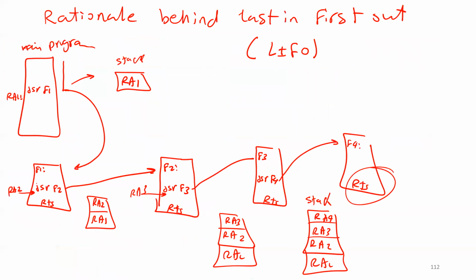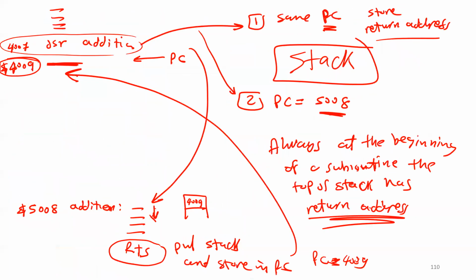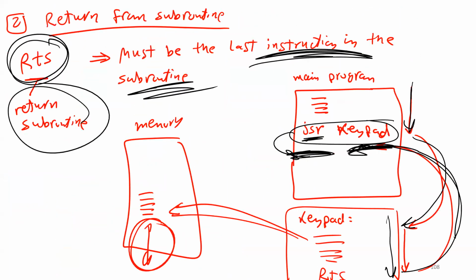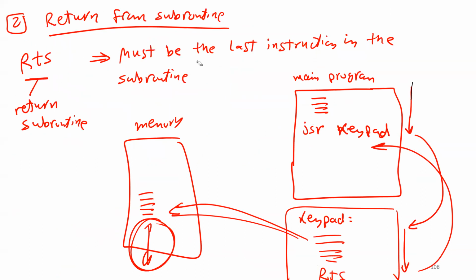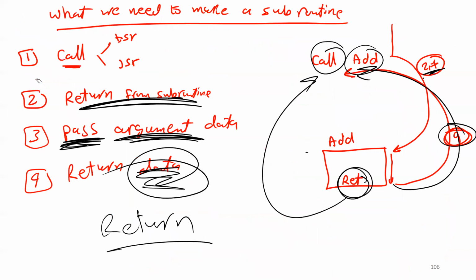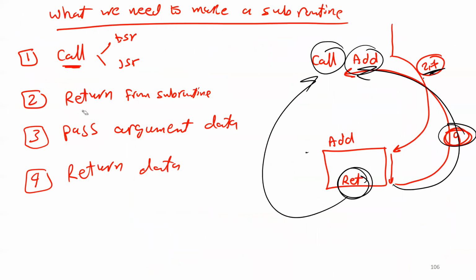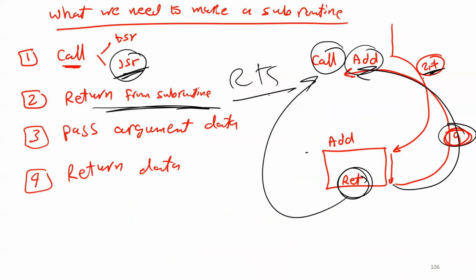Any questions? Okay. Now, I explained how you can call a function and how you can return from a function. As I told you, to call, we just have JSR, jump to subroutine. That's it. To return, RTS, return from subroutine. We don't have RET.